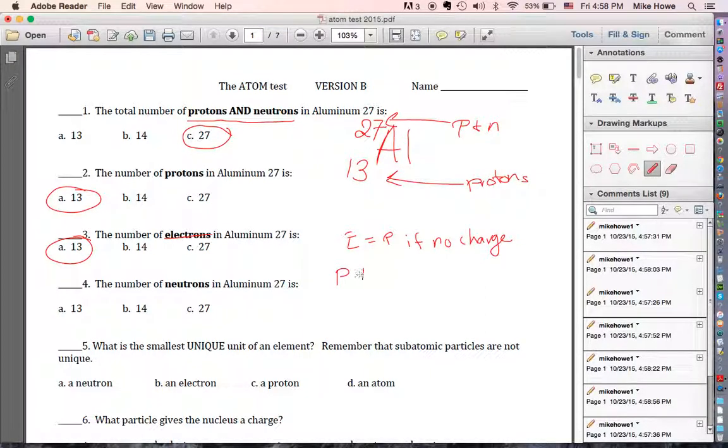So the protons plus the neutrons equal the mass. If we know that there are 13 protons, and we know that the mass is 27, we really have 13 plus n equals 27. So how do you solve for n in a math class? You'd subtract 13 from both sides. 13 minus 13 is 0, so n is equal to 27 minus 13, which is 14.